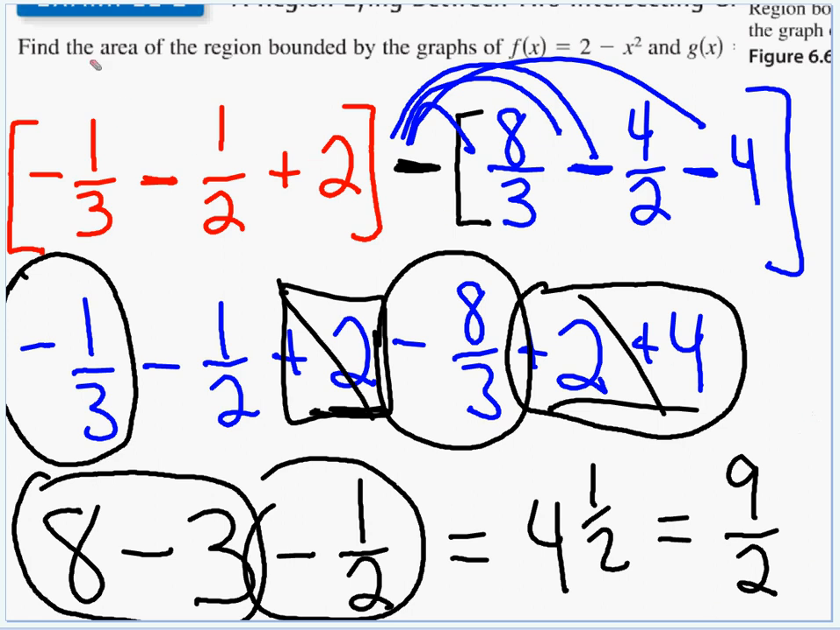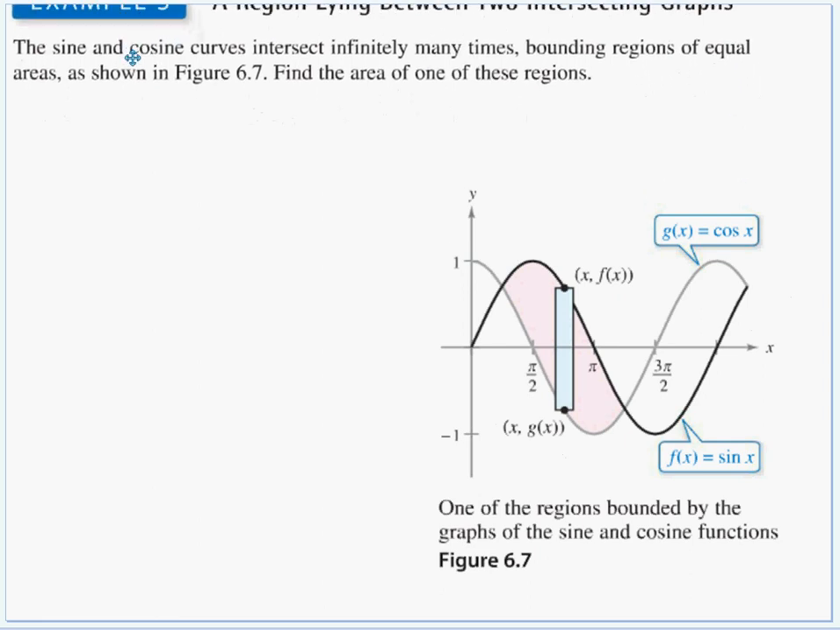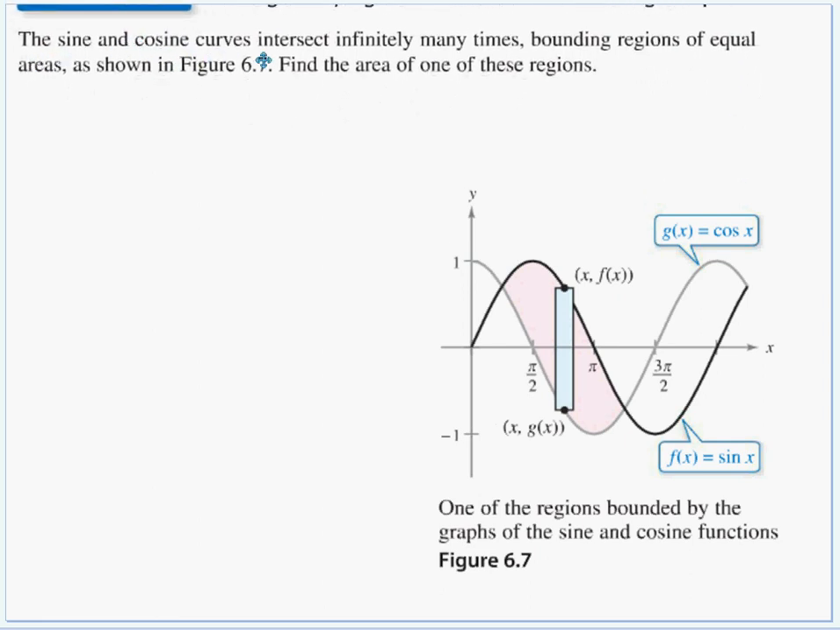Let's see what Mr. Larson has for us next. Intersecting graphs, but now it's trig, because you know we're not having fun unless we're doing some trig function stuff. So the sine and cosine waves intersect infinitely many times, bounding regions of equal area. As shown in the figure, find the area of one of these regions.